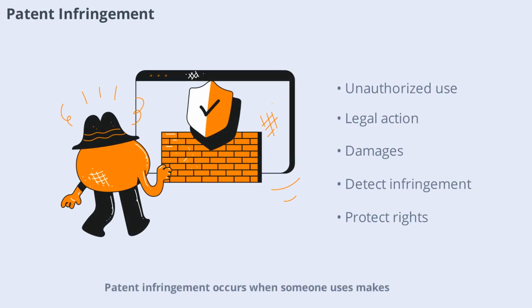Patent infringement occurs when someone uses, makes, or sells a patented invention without permission. This violation can lead to legal action and damages. In this scene, we'll explain what constitutes infringement, how to detect it, and steps inventors can take to protect their rights. Understanding infringement is essential for defending your innovation and maximizing its commercial potential.